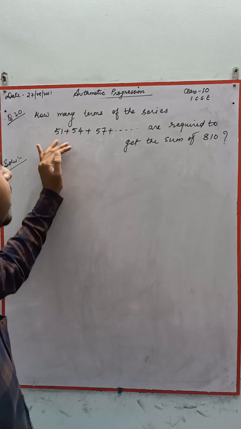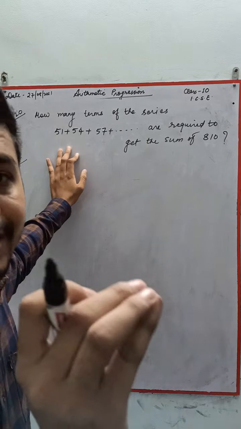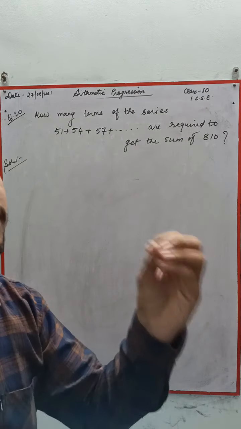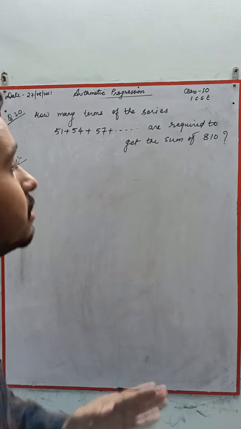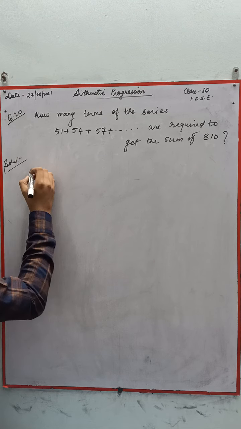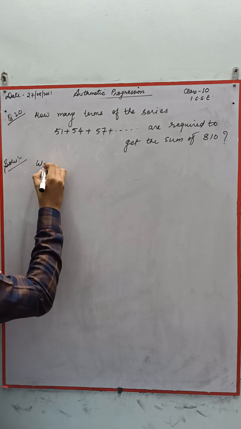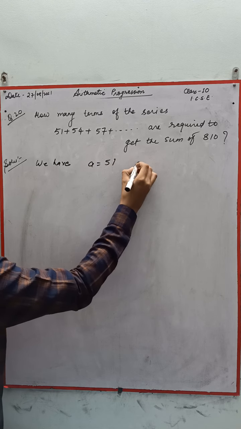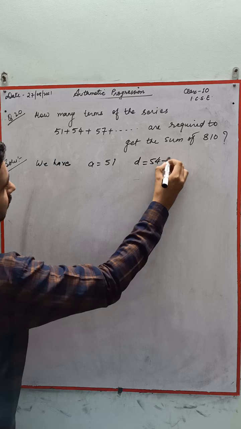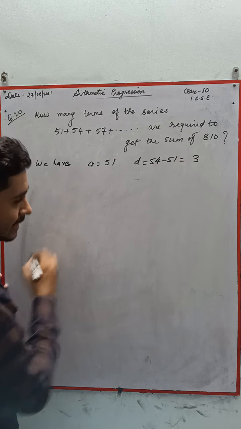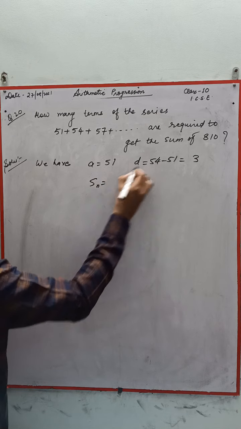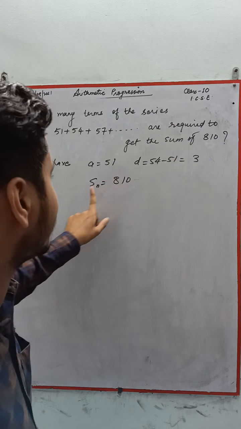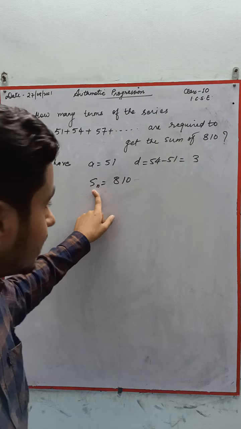In this progression, up to how many terms should be taken so that their sum should give us 810? Isn't this an interesting one? So we only need to find n, means how many terms, either 10 terms, 15 terms, 20 terms, 25 terms. So for that we have a as 51, d will be 54 minus 51, which is 3. Sn is given to us, 810. This is the additional information we have, that is Sn, the sum.